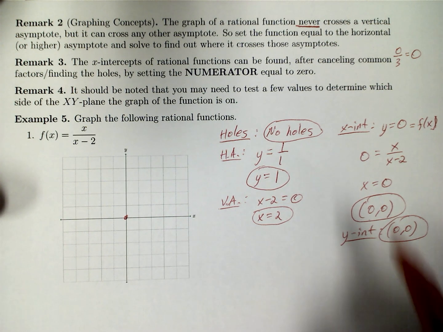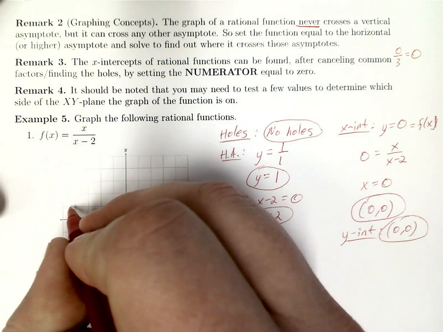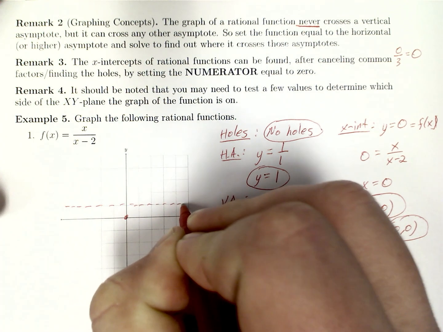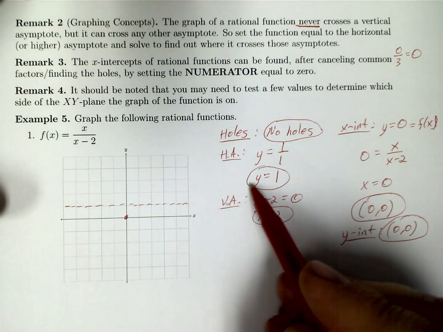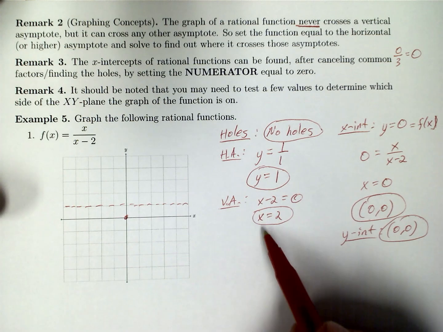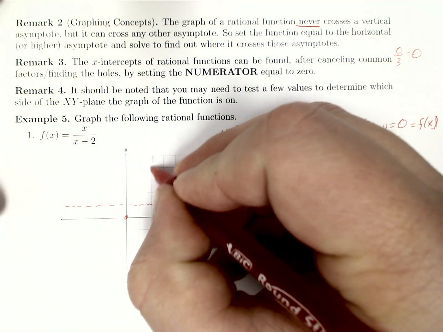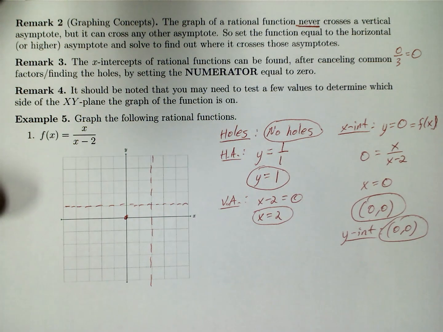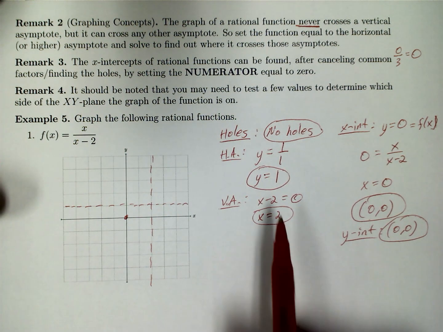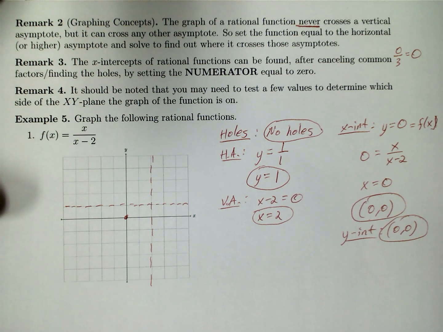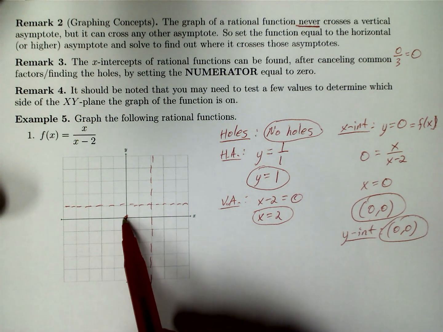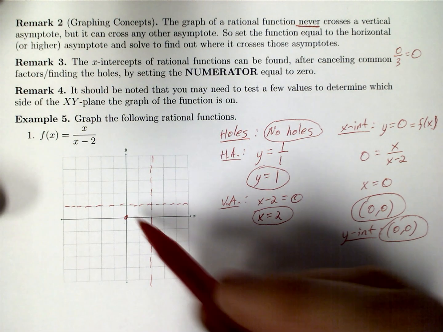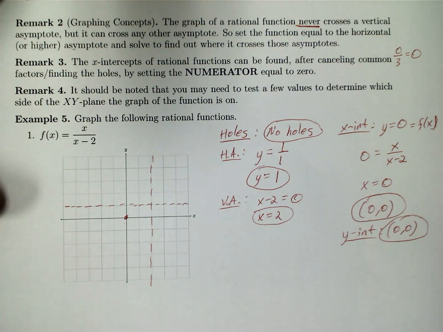We also have a horizontal asymptote of y equals 1. So we graph with a dashed line, y equals 1. That's this. And we also have x equals 2. So with y equals 1, x equals 2, and then we have this point. This is where things get interesting for the end behavior.